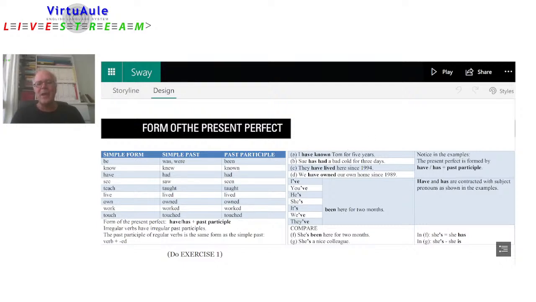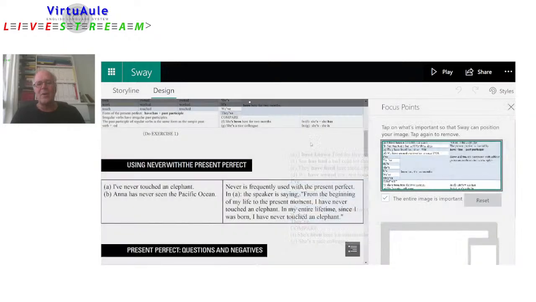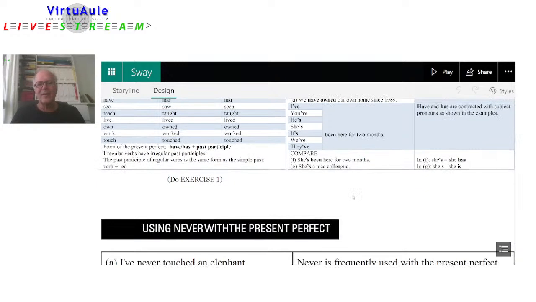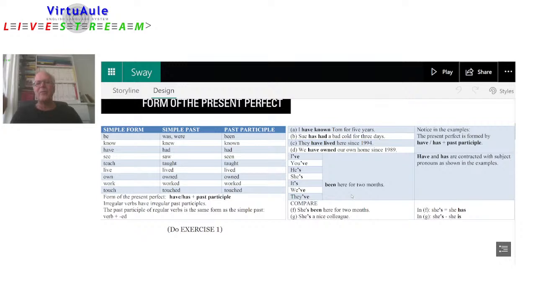Letter A. I have known Tom for 5 years. B. She has had a bad cold for 3 days. C. They have lived here since 1994. D. We have owned our own cars, our own home since 1989.